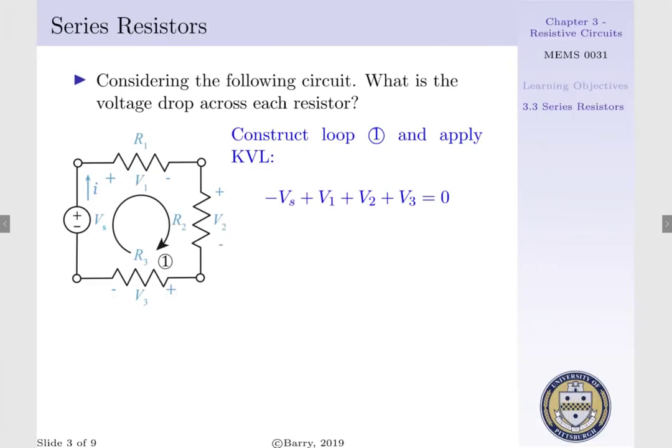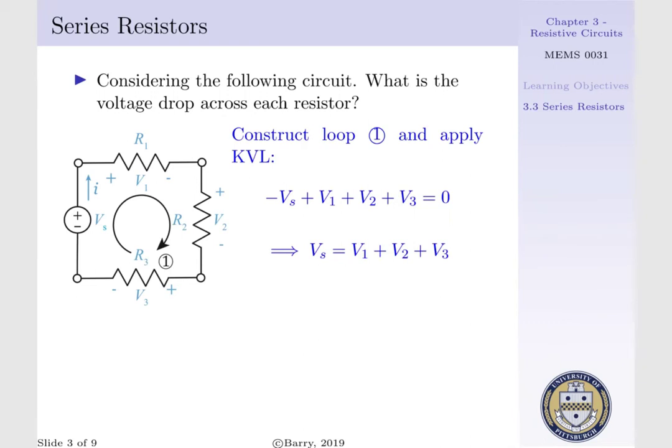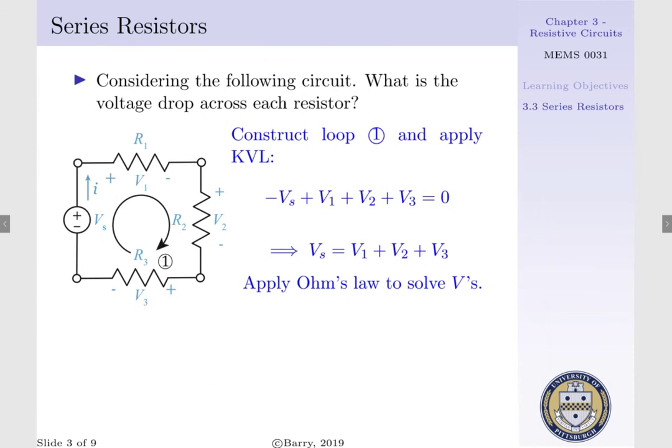Starting in the bottom left-hand corner, we enter the negative terminal of our voltage source. From there, we proceed to the positive terminal of R1, the positive terminal of R2, and the positive terminal of R3 before returning to our point of origination. Thus, our KVL equation is minus Vs plus V1 plus V2 plus V3 is equal to 0. Or we could write that our source voltage is equal to the summation of our voltage drops across our resistors R1, R2, and R3. Now, to determine the voltage drop across each resistor, we have to apply Ohm's law to solve for each individual V.